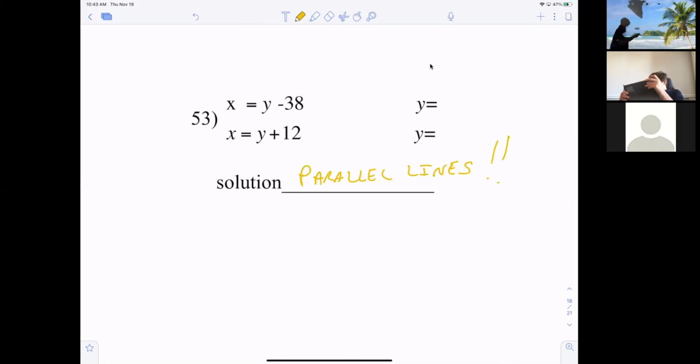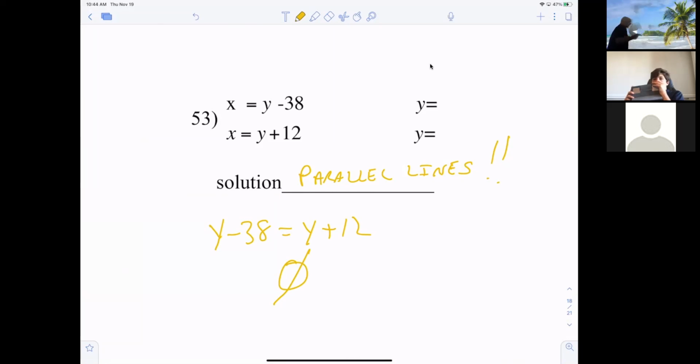But again, that was so easy because it's a substitution. So you're just saying y minus 38 equals y plus 12. Is it possible for y minus 38 to ever be equal to y plus 12? It's not possible. You can't take a number and subtract 38 and add 12 to the same number and expect them to be equal. So this is a no solution. They're parallel lines.